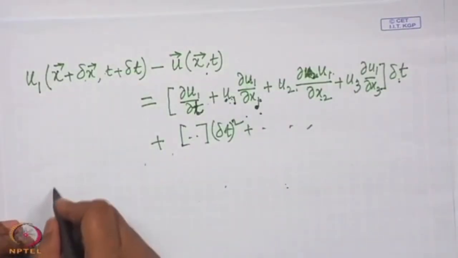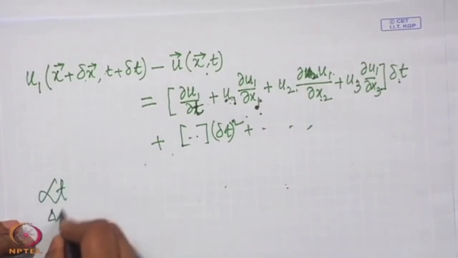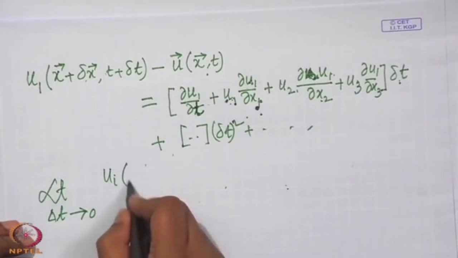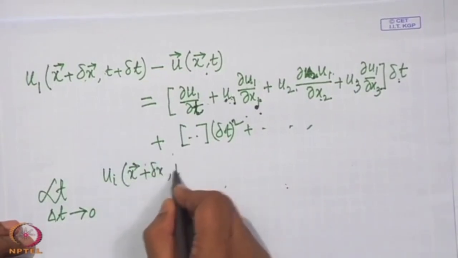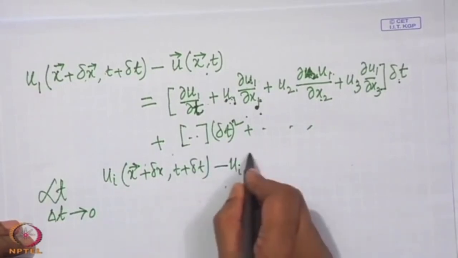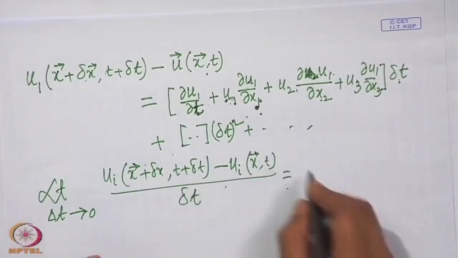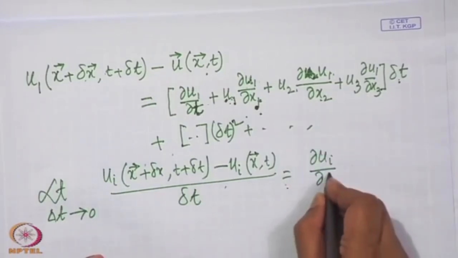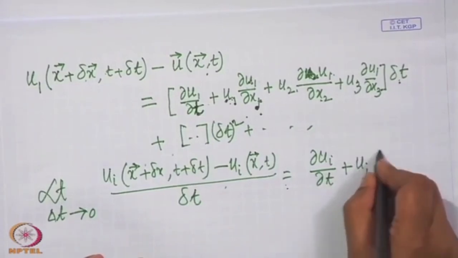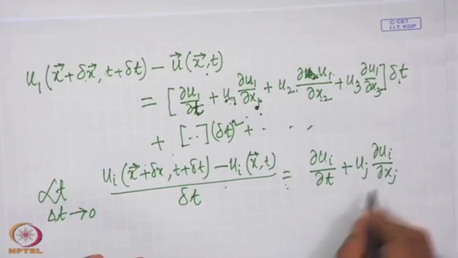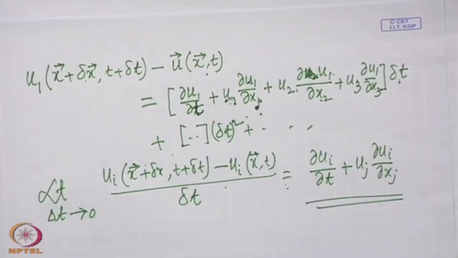So now we get that in the limiting case of delta t approaching 0, ui at x plus delta x, t plus delta t, minus ui at x, t, divided by delta t is simply that term, dui/dt plus uj dui/dxj. So this is the acceleration of a fluid element in Eulerian description. That is what we have.